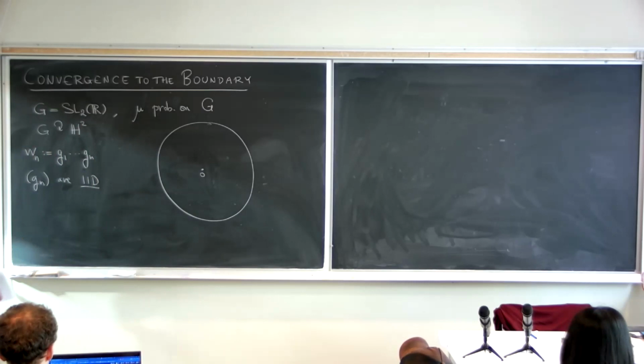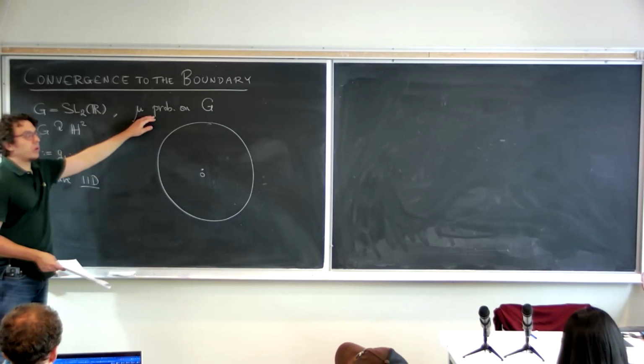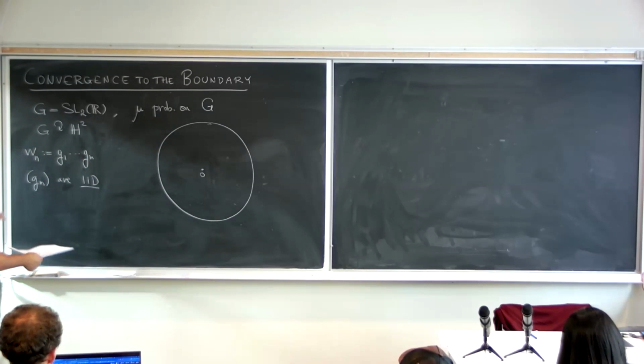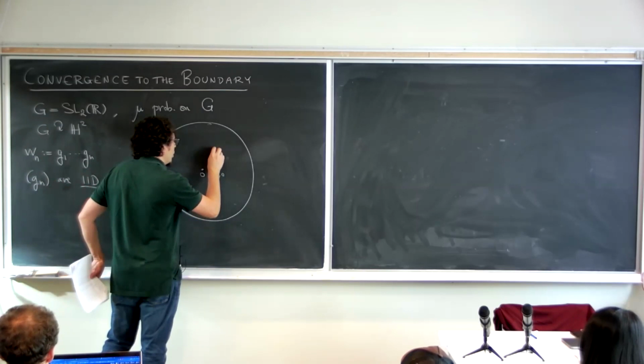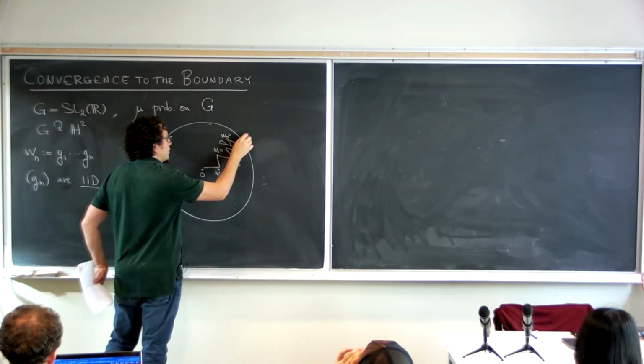And what we finally are ready to prove now is that indeed, if the support of the probability distribution on G is not too small, meaning it's not elementary, as we already defined last time, and I will recall, then the random walk indeed will converge almost surely to some boundary point. And this boundary point is some point psi here on the boundary of the disk.